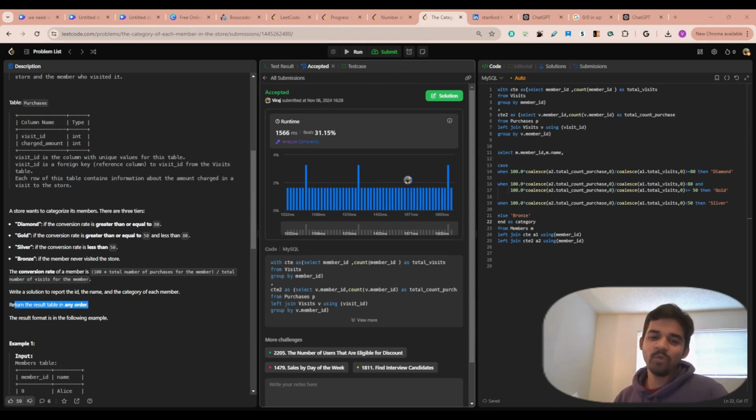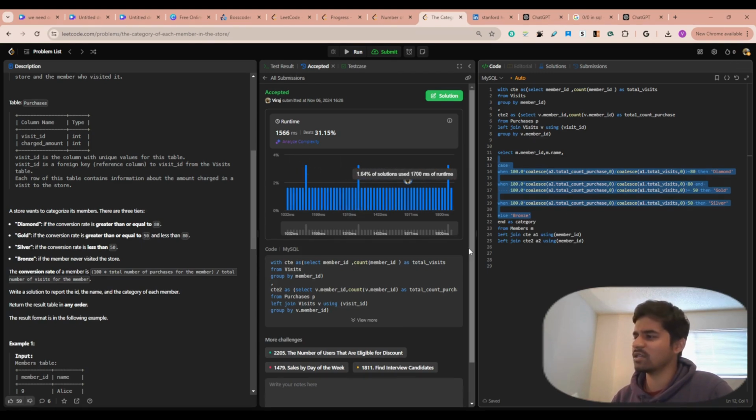So that's the whole breakdown for the query. We used a common table expression to simplify counting things, like counting total visits as well as the purchases, and applied a case statement over here to categorize each member based on their conversion rate, and used Coalesce to handle null values as well as missing data. Actually, there was missing data, yes, the null value. And the final result categorizes each member as diamond, gold, silver, and bronze based on their store visit and purchase behavior.